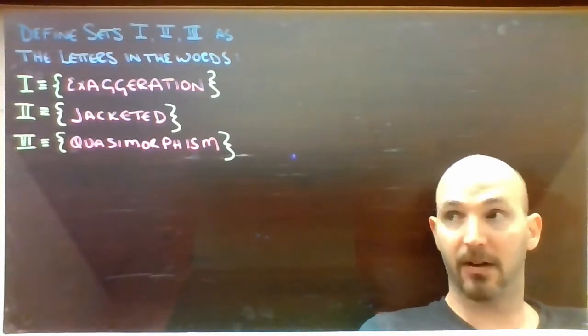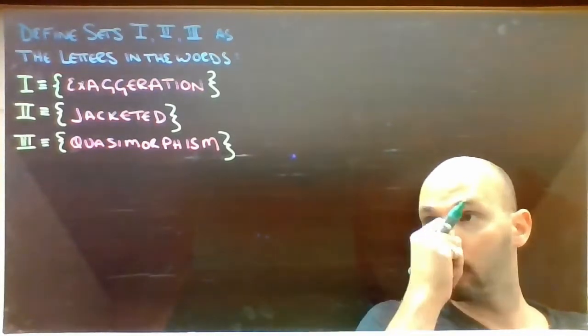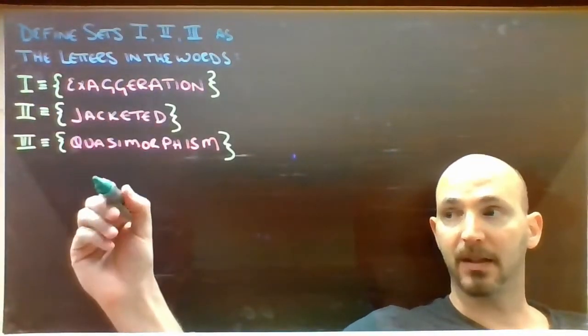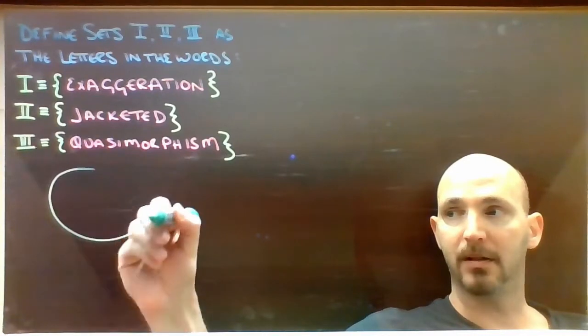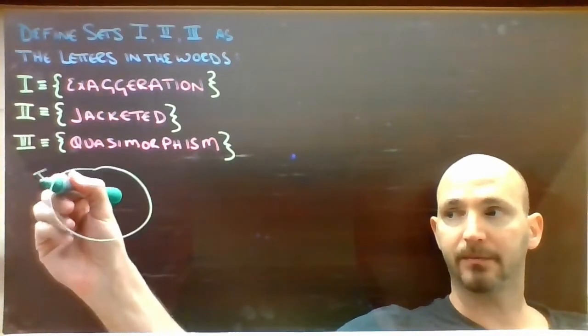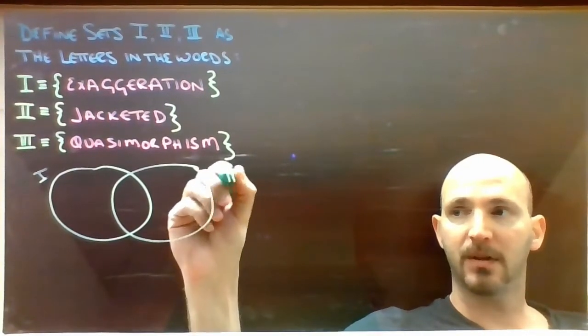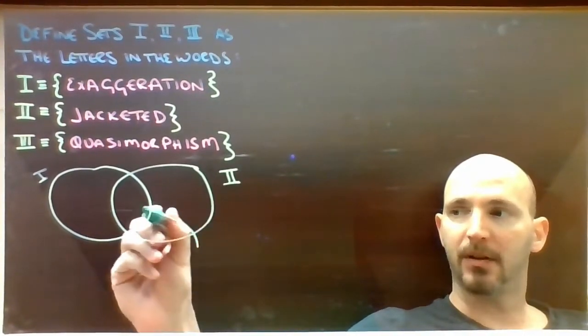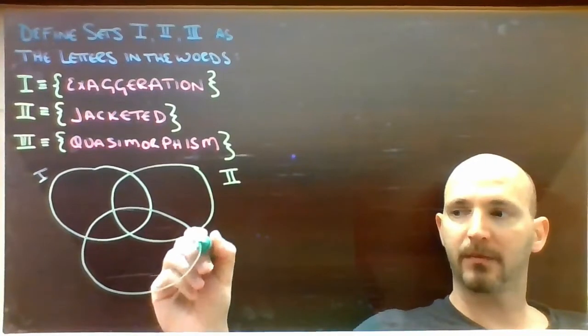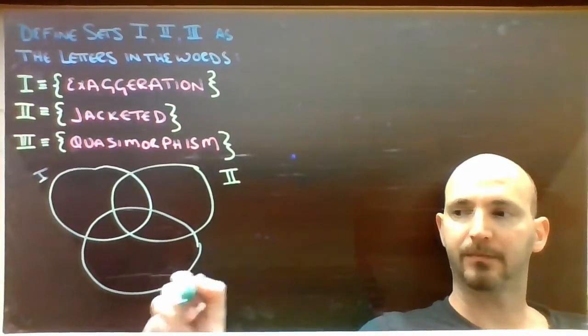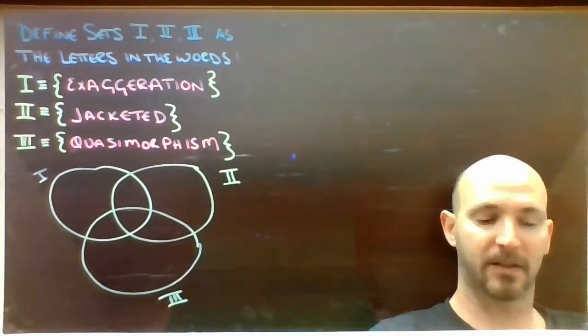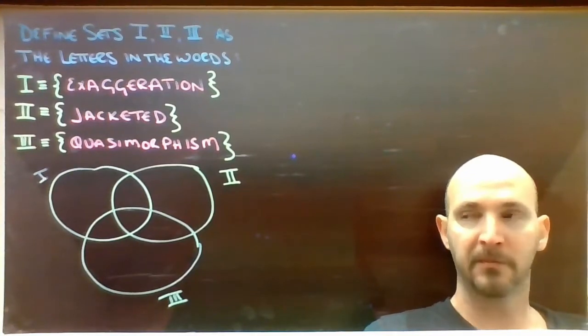Venn diagrams have a circle for each set. So if I have three sets, I'm going to need three circles. One for set 1, one for set 2, and the third for set 3. I'm going to go through these letters one by one and start sorting them.